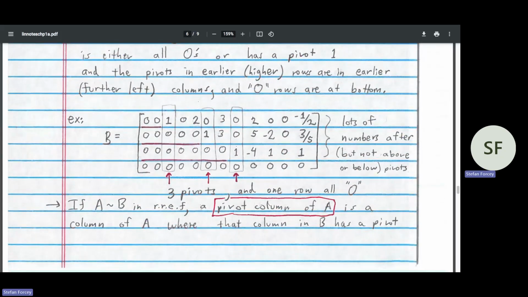Now, here's the key. If A is equivalent to B in reduced row echelon form, that's as far as we can go. That's as good as you can get using the matrix method, and at that point you have to interpret the answers. Oh, and we do say that a pivot column of A, the original matrix, is a column of A where that column in B has a pivot. So, for instance, if that was our B, the pivot columns of A would be the 3rd column, the 4th or 5th, the 6th column, and the 8th column in that example.